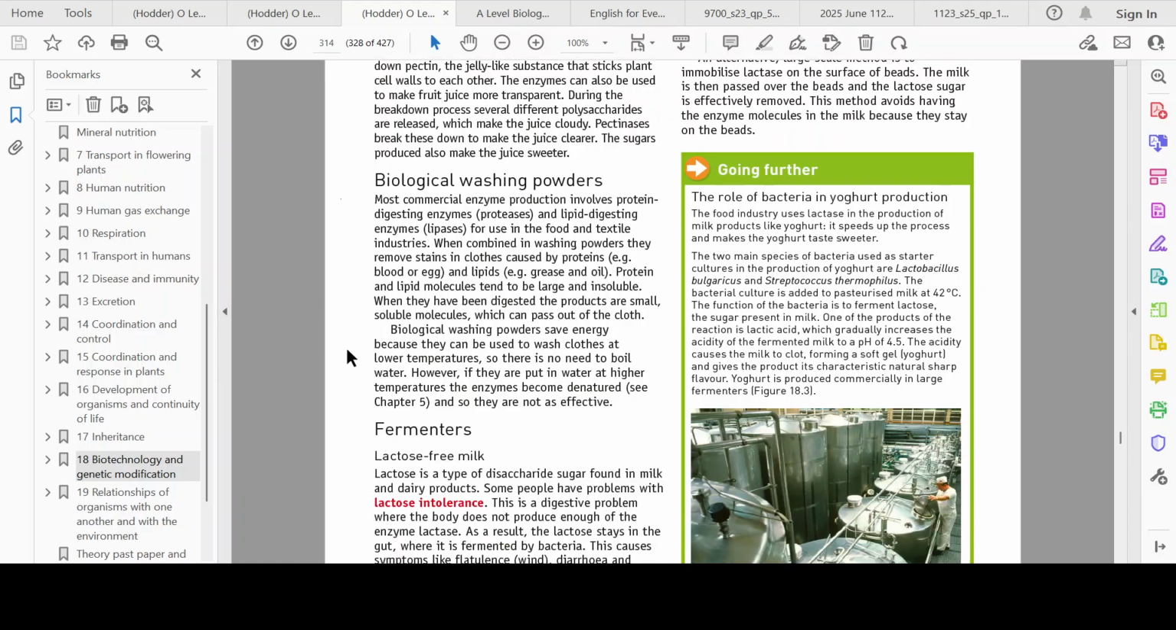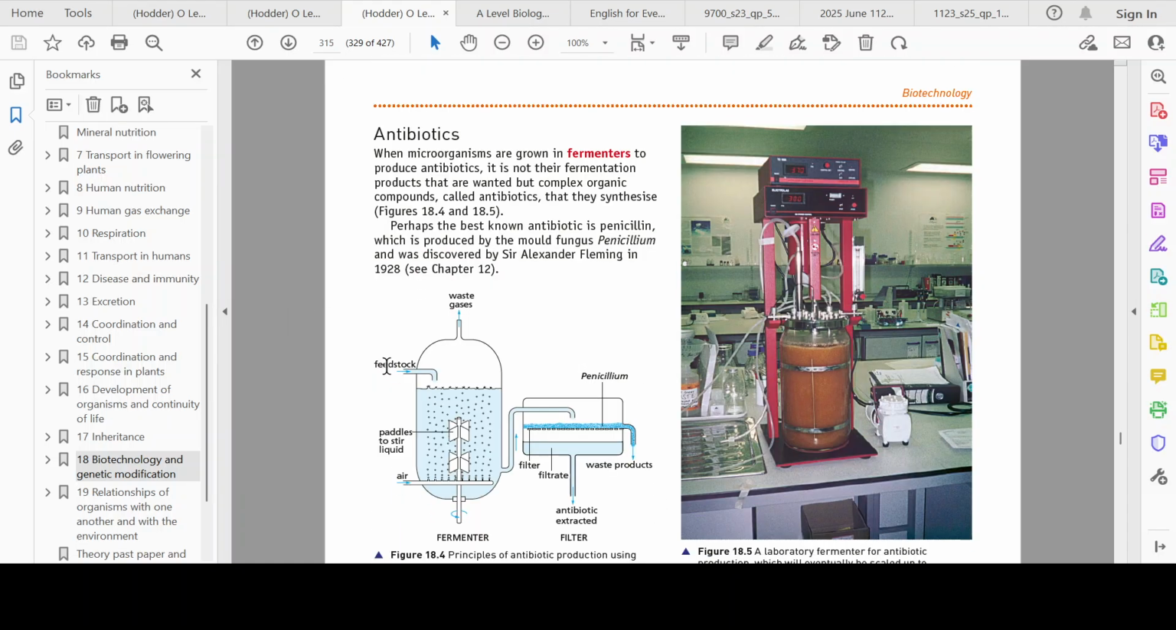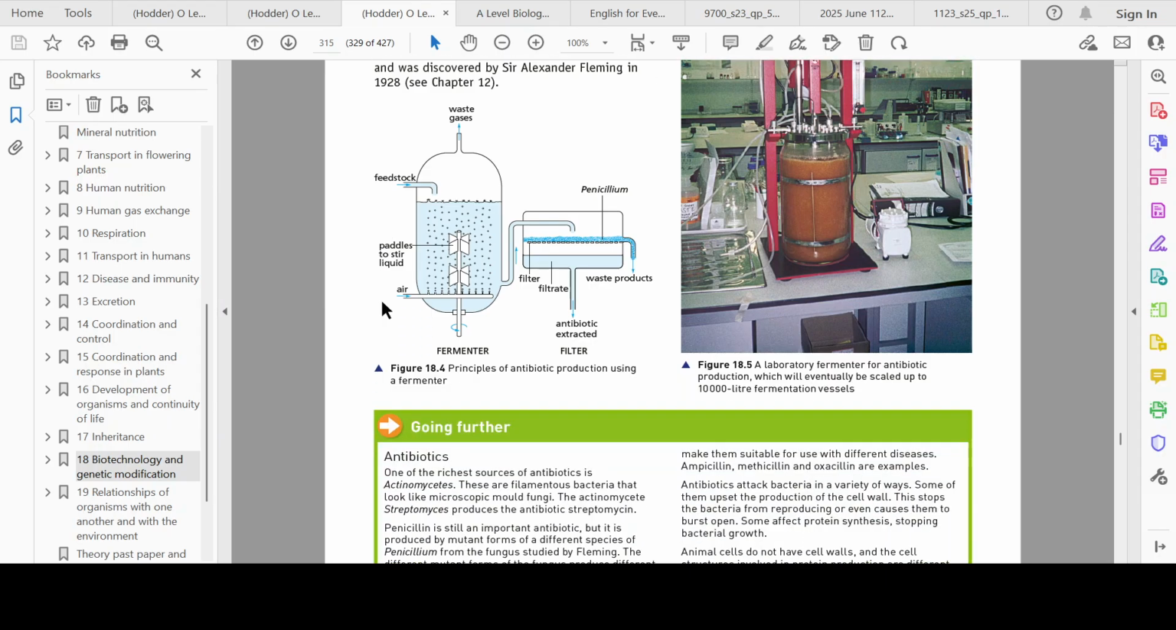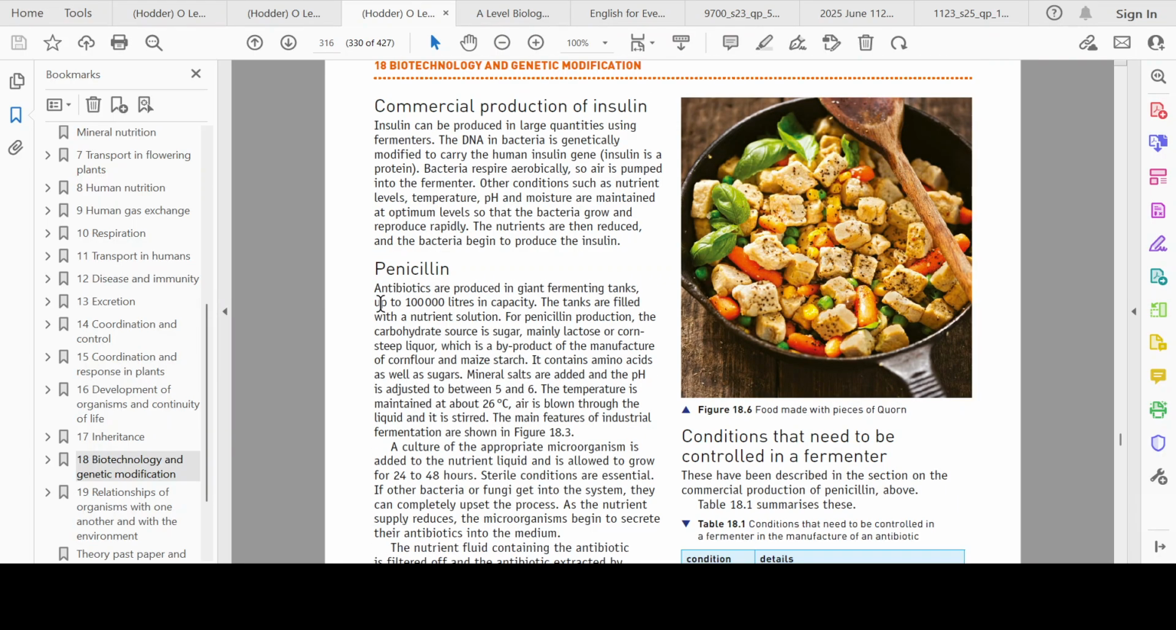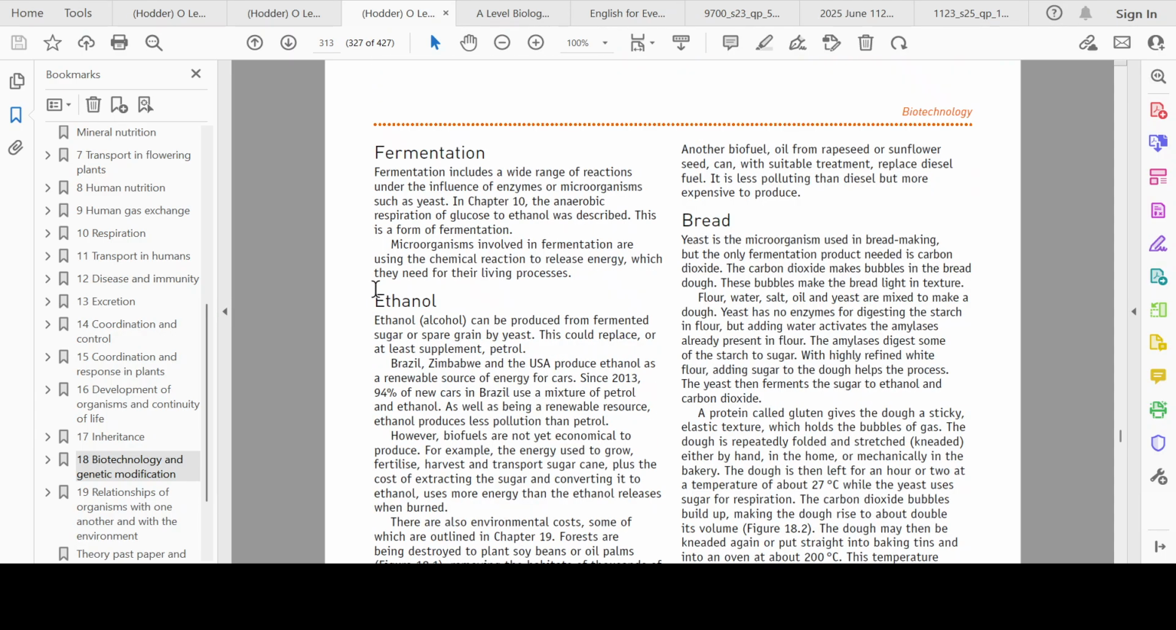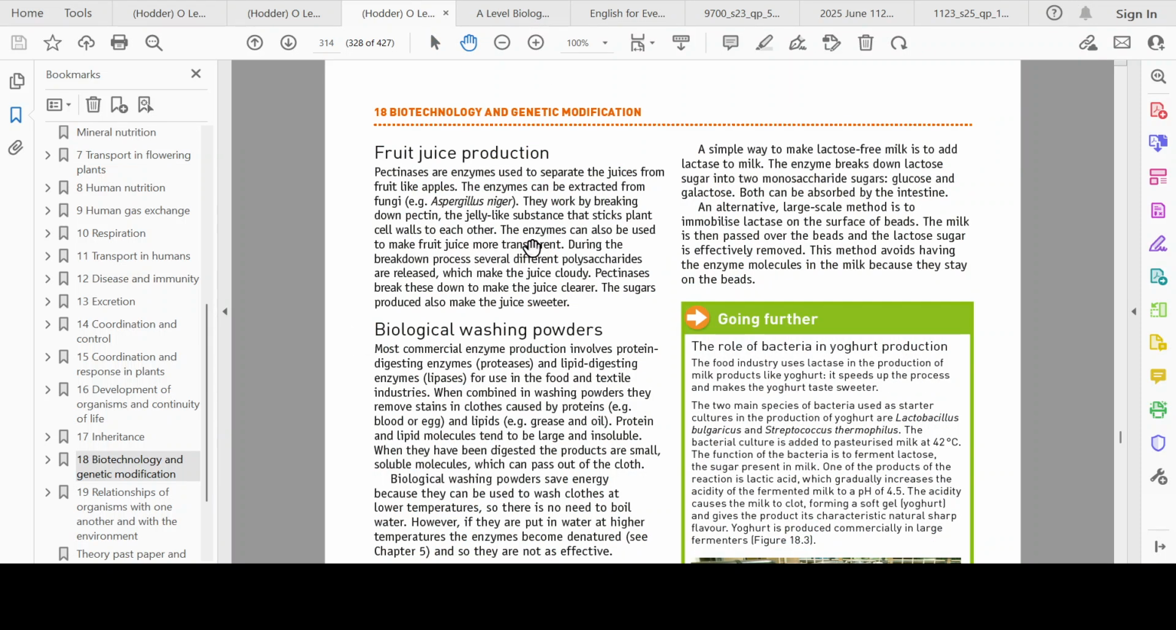right? Wine making is going to come after fermenters, so antibiotics, and could have been here somewhere. Anyway, yeah, so here we are, right? No, this is for fuel. Anyway, point is, right? So that is one application.